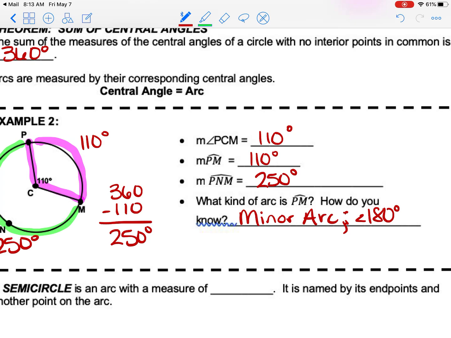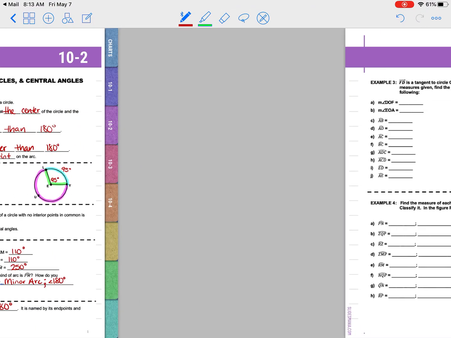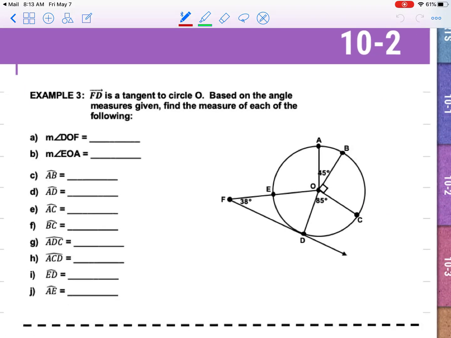All right, the next kind of arc is called a semicircle. You guys have heard that word for a long time. We know a semicircle is an arc with a measure of 180. It's half the circle. So if the whole circle is 360, semi means it's in half. We also name it like a major arc, so we do have to use 3 letters when we name a major arc in a semicircle. Sorry about that. So let's look at some examples here.